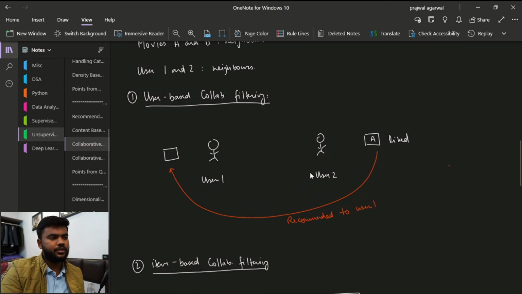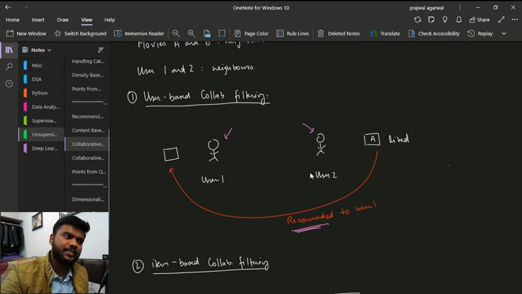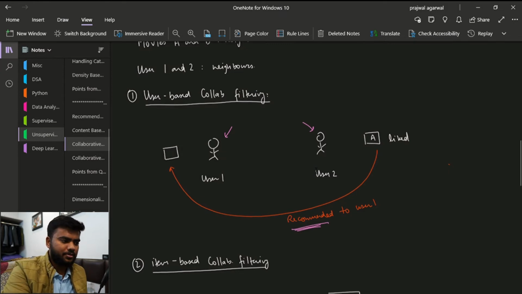Suppose we have user 1 and user 2, they both are neighbors, and user 1 wants to watch a movie. What the recommender system does is it shows user 1 a movie which is liked by user 2. It shows the movie to user 1 which is liked by its neighbor. That's what the system does.